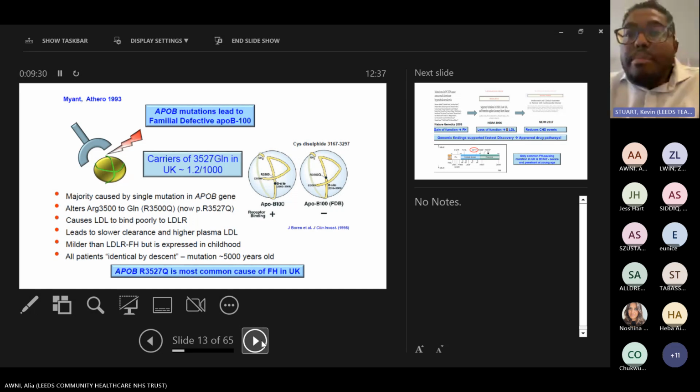Focusing on ApoB as the ligand, if that has any mutations, it can cause the LDL to bind poorly to the LDL receptor. And therefore it leads to a slower clearance of LDL in the circulation, and then again more opportunity for atheromatous formation. And the mutation that's most common in the UK is stated here. Next slide.